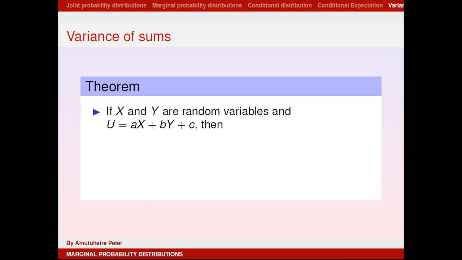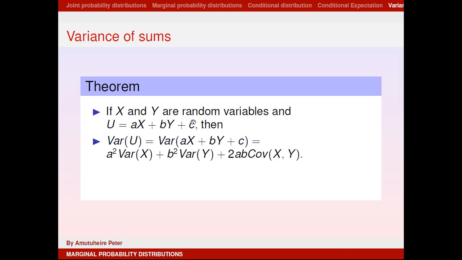So we look at the theorem. It says if you have two random variables x and y, and u is a linear combination of the two random variables, ax plus by plus a constant c, then the variance of u is the variance of this sum. And the theorem tells us that this is equal to a squared variance of x plus b squared variance of y. For expectation, we can just add a constant, but for variance, we add 2ab times the covariance of x and y. And we are going to prove this theorem.